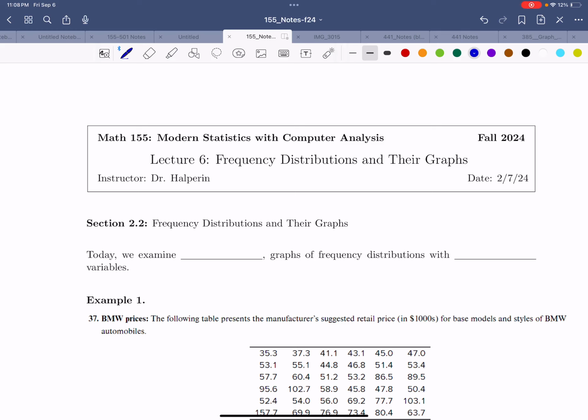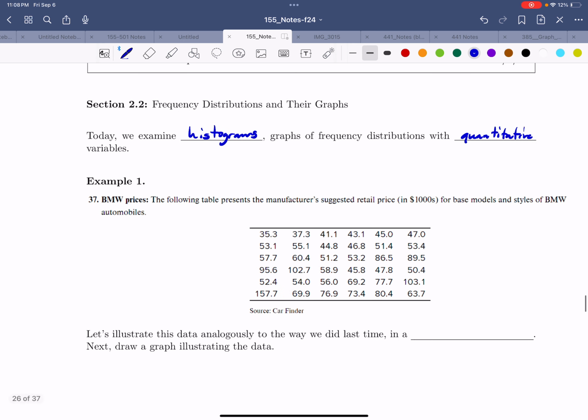This is the second video for the first part of SLO 3. Last time we looked at various charts and graphs for qualitative data. Today we're going to look at charts and especially graphs for quantitative data. In particular, histograms. Graphs of frequency distributions with, as I said, quantitative variables.